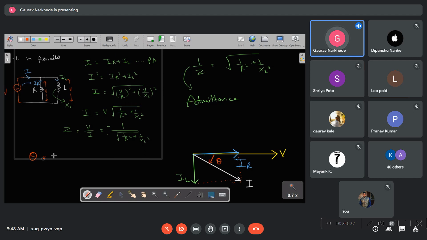And theta, as usual, it is tan inverse of... सीरीज में क्या था? XL अपॉन R. यहाँ पे R अपॉन XL उल्टा आ जाएगा यहाँ पर. ओके. Yes, sir. Any problem in this?